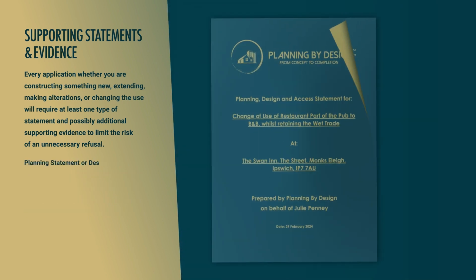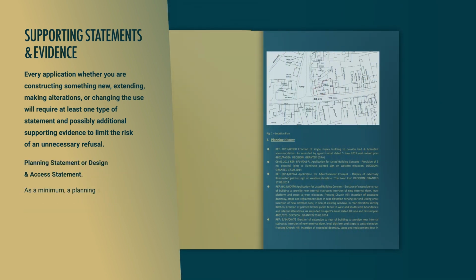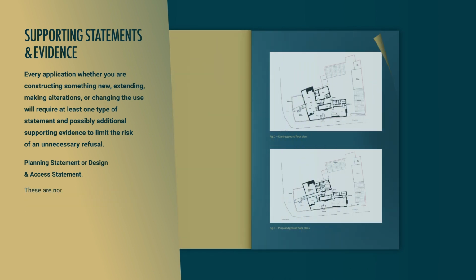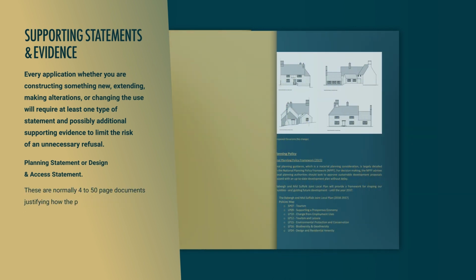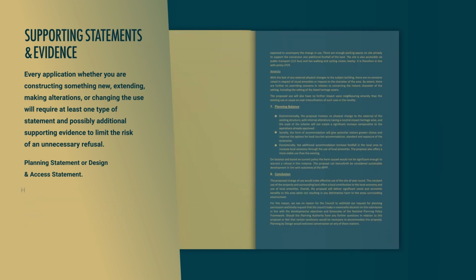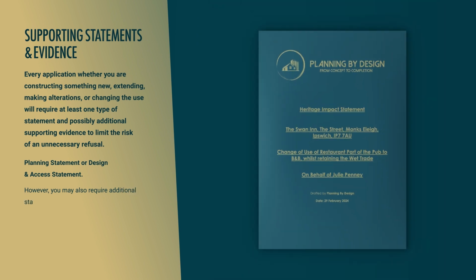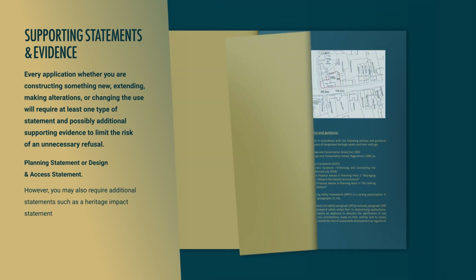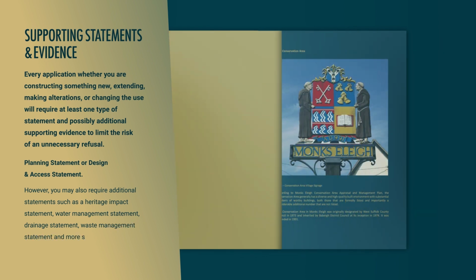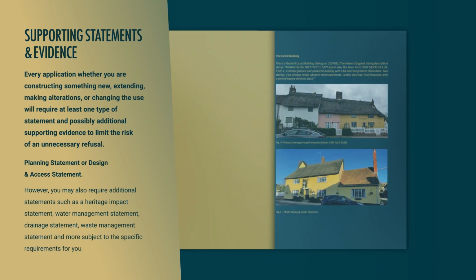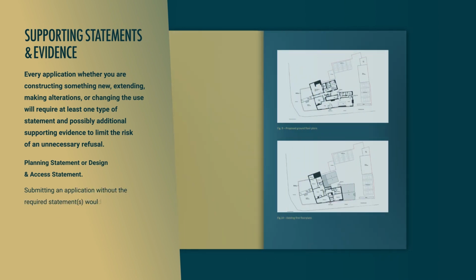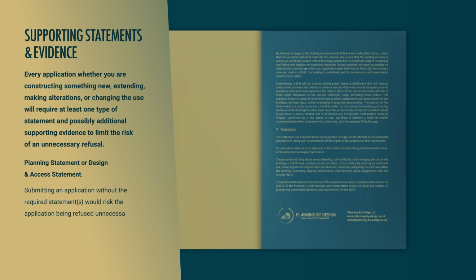Planning statement or design and access statement. As a minimum, a planning statement or design and access statement are required with any application. These are normally 4 to 50-page documents justifying how the proposed development meets the required planning policies and should therefore be approved. However, you may also require additional statements such as a heritage impact statement, water management statement, drainage statement, waste management statement, and more, subject to the specific requirements for your application. Submitting an application without the required statements would risk the application being refused unnecessarily.